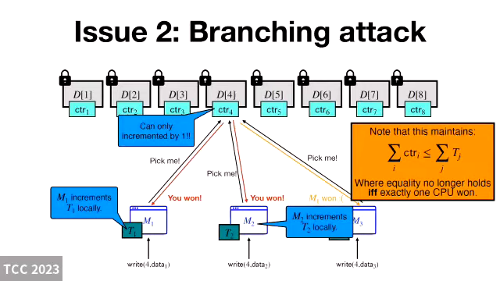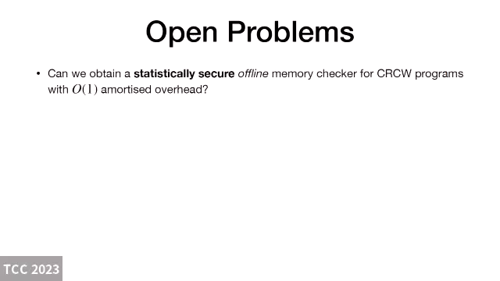So this is a very quick high-level overview of the offline checking algorithm. Okay, so I wanted to leave you guys with some open problems. First, can we obtain a statistically secure offline memory checker for CRCW programs with O(1) amortized overhead?